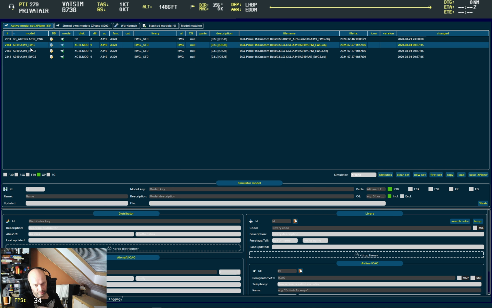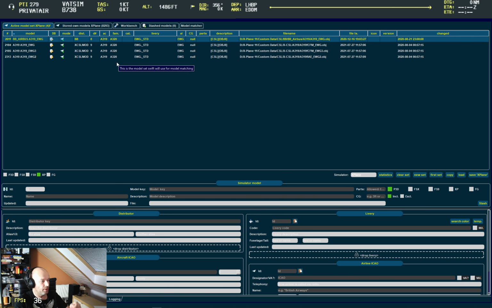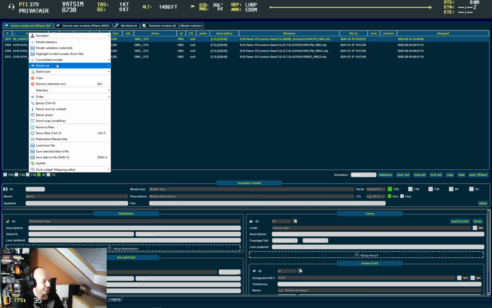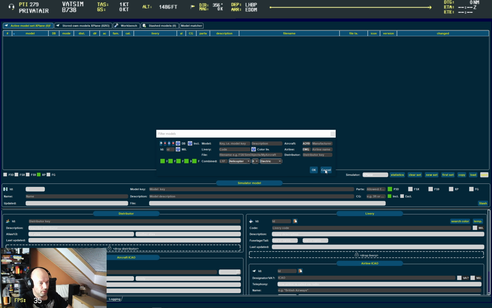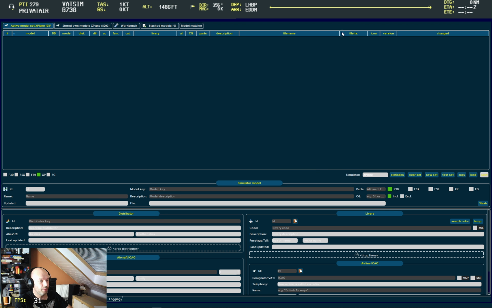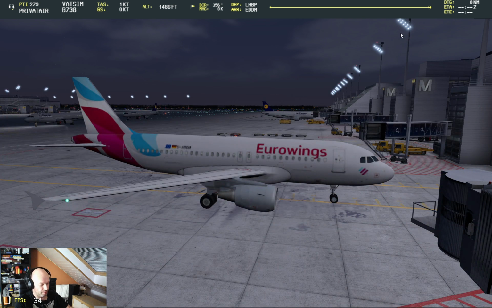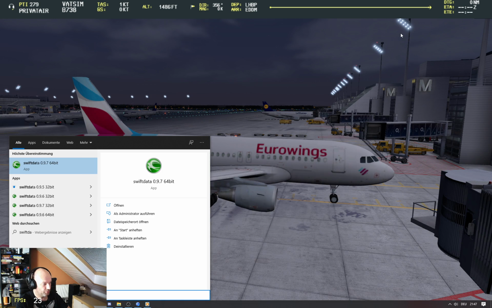And what you couldn't see before, but I just checked out, is that this Airbus 319 from Bluebell is the old livery, and we want to remove that, so I don't want to see it. So I just go here, clear. Oh no, I think I made a mistake. I pushed the wrong button. I better reset it. We do it again.